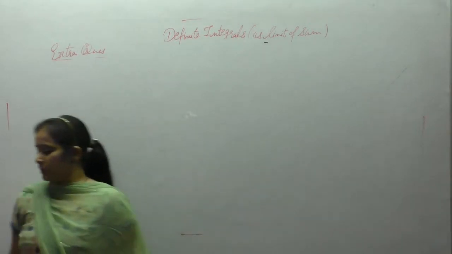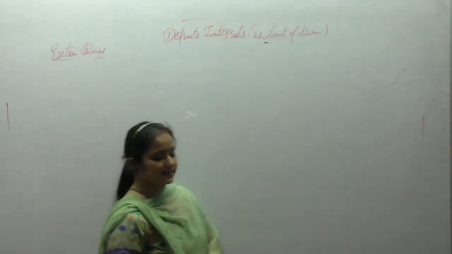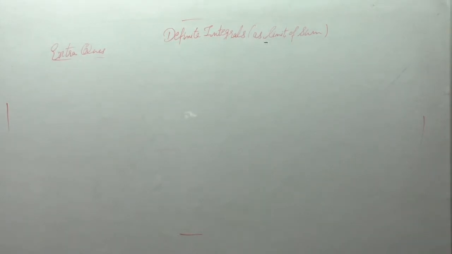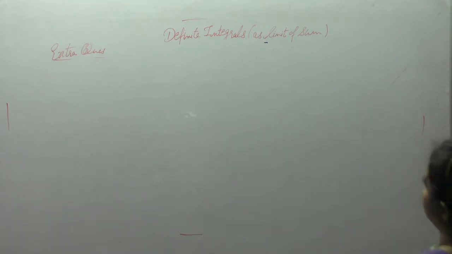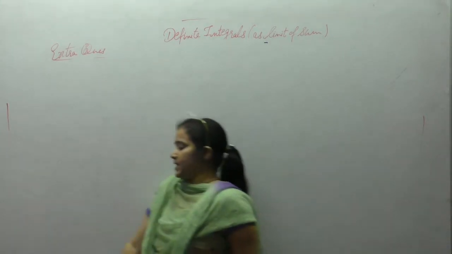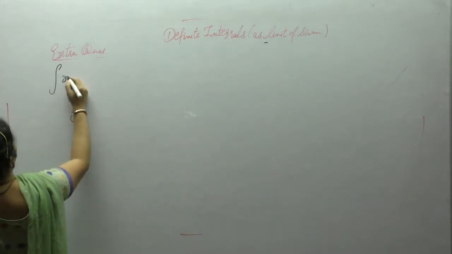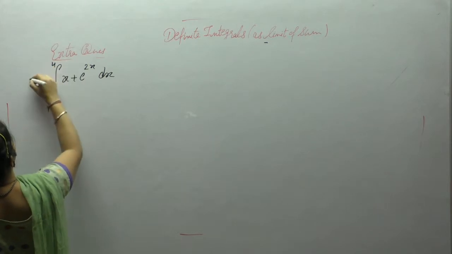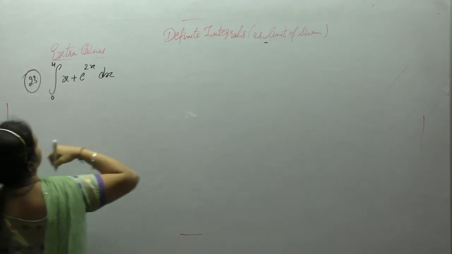Hello students, we were doing definite integrals as limit of sum and we were doing extra questions of definite integral. Let's start with the first one today. Integral of x plus e power 2x dx, limit goes from 0 to 4.